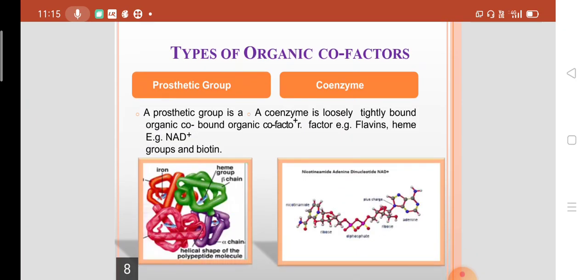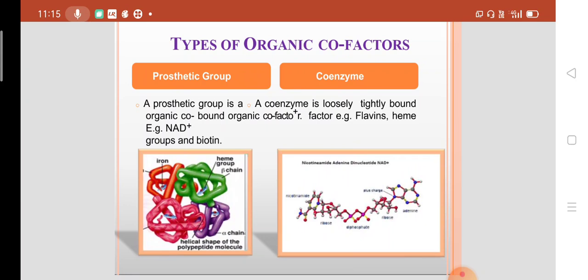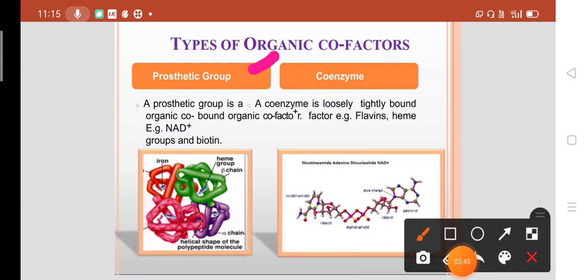Now let's discuss the types of organic cofactors. Organic cofactors could be a prosthetic group or a coenzyme. A prosthetic group is a tightly bound organic cofactor, whereas a coenzyme is loosely bound. For example, flavins, heme groups, and biotin.